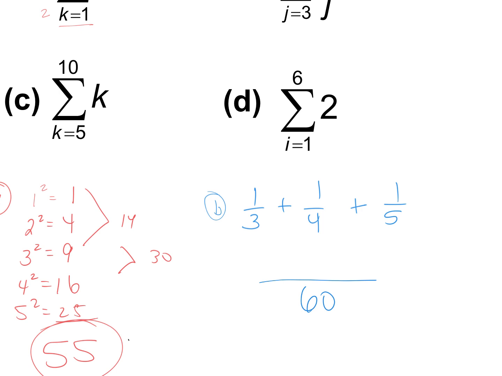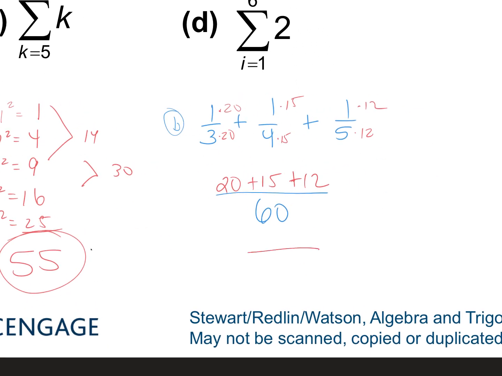So if I want to make a 3 into a 60, what do I have to multiply 3 by? If I multiply the bottom by 20, then I multiply the top by 20. Okay. Then I want to make 4 into 60. I'd have to multiply by 15, so 1 times 15. And to make the bottom 60 for this last one, 5 times what's going to give me 60? 12. So multiply the top by 12. So when I add all of these together, what's 20 plus 15 plus 12? So 47 over 60. That is your sum.